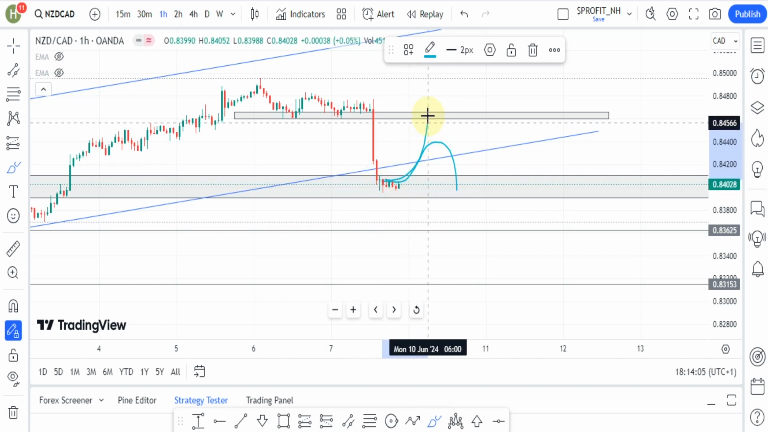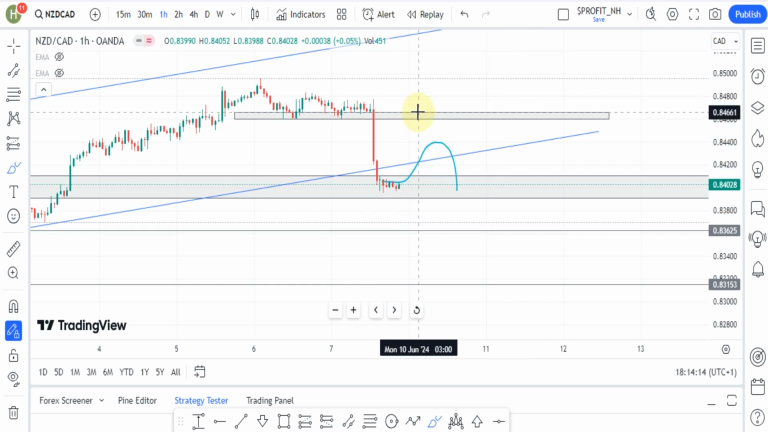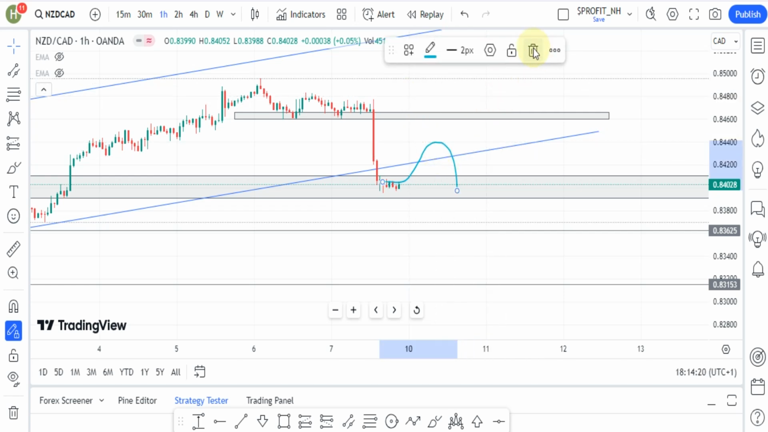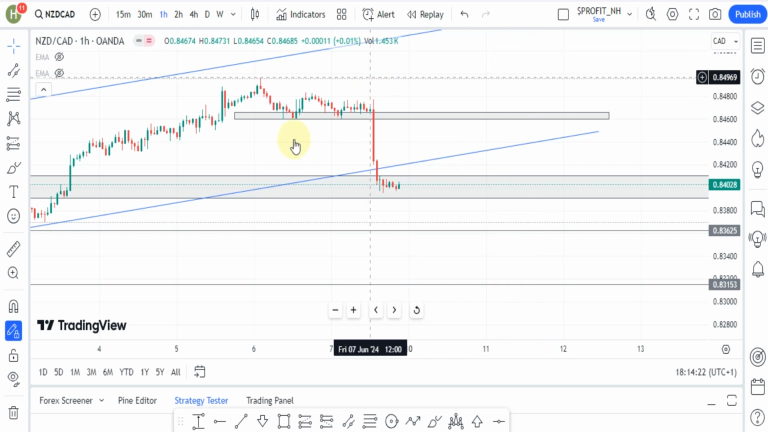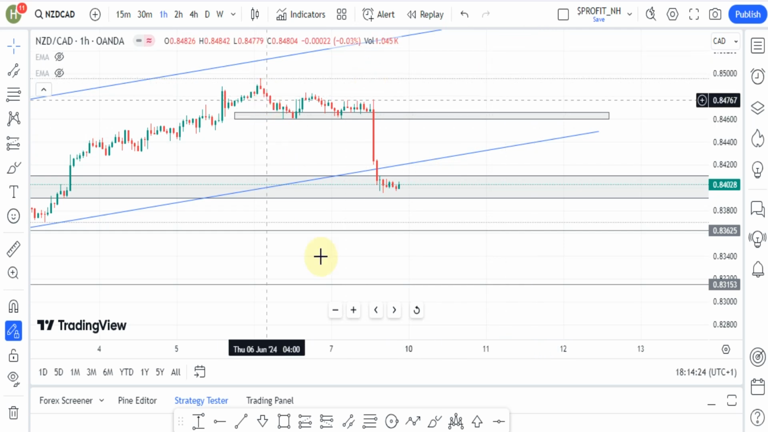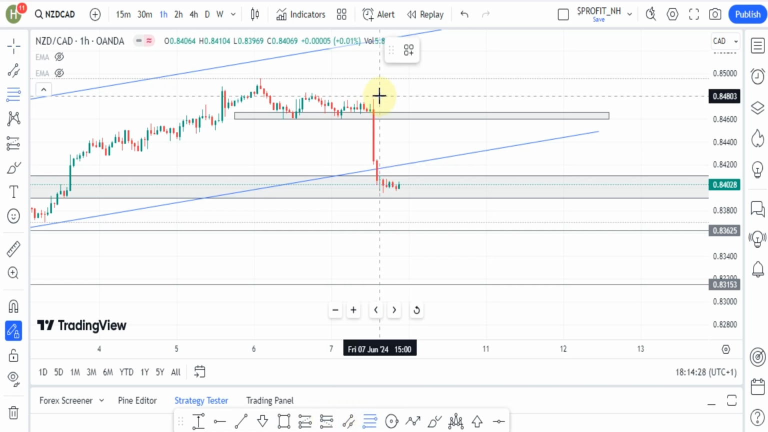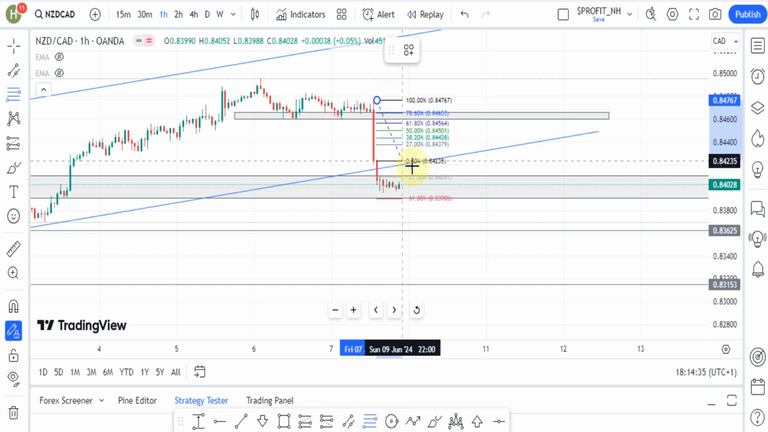Then I wait for it to give me a reversal pattern or enough confluences for me to take a sell from this point up here. The reason I could wait for this market to come all the way up here is because, using the Fibonacci tool, going all the way up to this point means that this is the 78.6 area at this point.